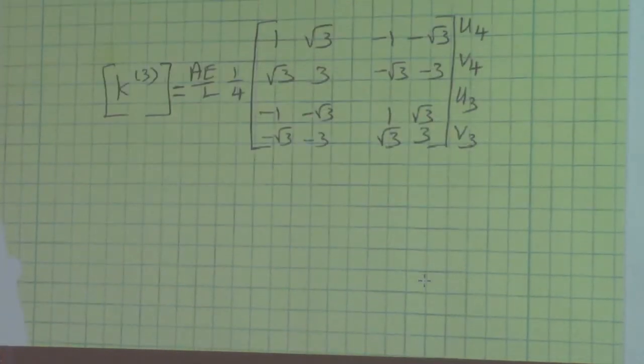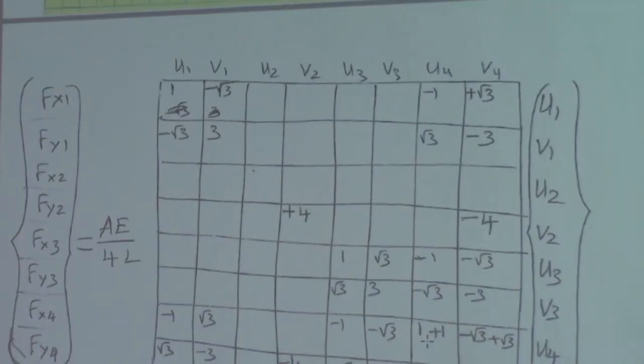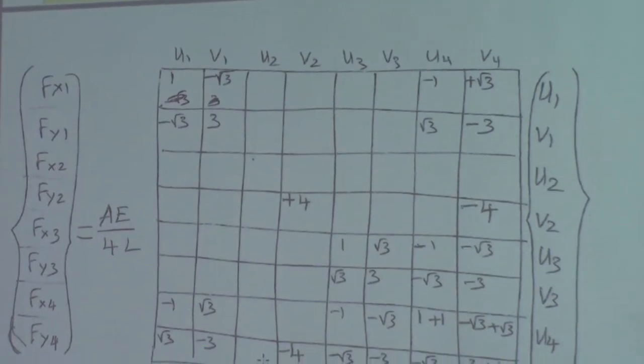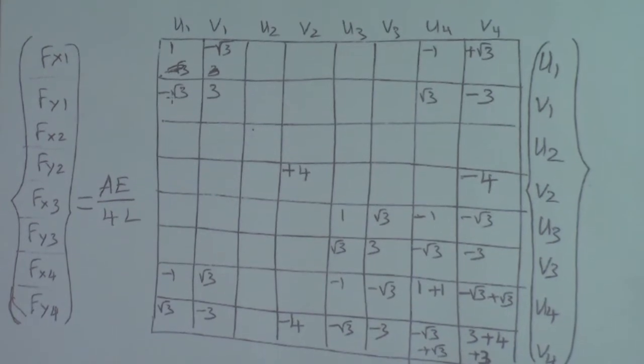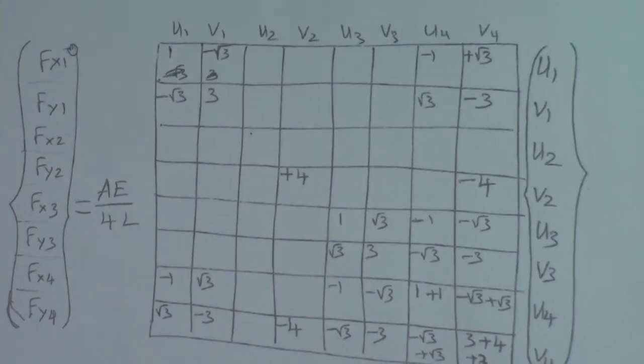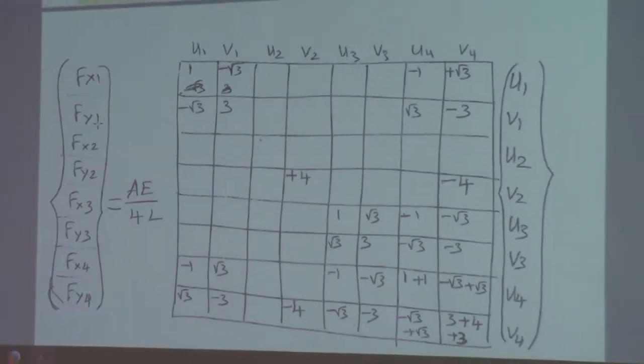Now I have to assemble. Assembling is, like I told you, like the example from before. This is the global stiffness matrix. There are 4 nodes, so there will be 8 degrees of freedom in this problem, so there will be an 8x8 structural stiffness matrix. There are 8 forces you can see. At each node, there are 2 forces, Fx1, Fy1, etc. And there are 8 displacements, or 8 degrees of freedom, for the problem.